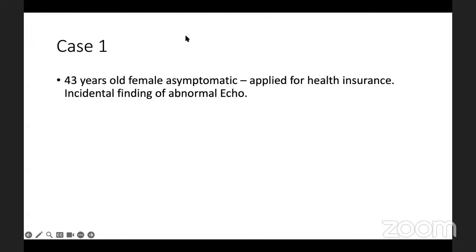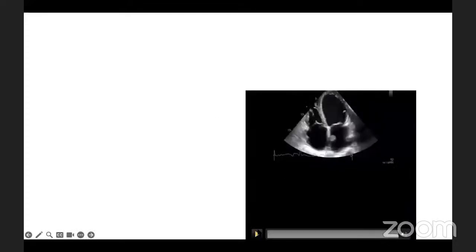Okay, تفضل محمد. Okay, so 43 years old female, asymptomatic. She applied for a health insurance and she had an incidental finding of abnormal echo. Show you the echo now. The echo shows four chambers view. And I see a mass that is attached to the atrial septum from the left atrial side.